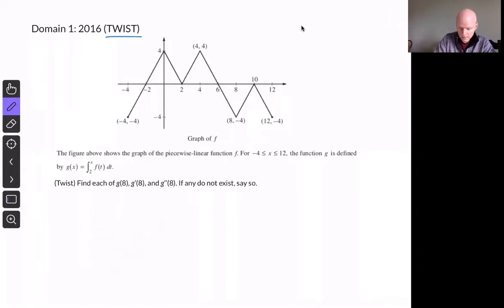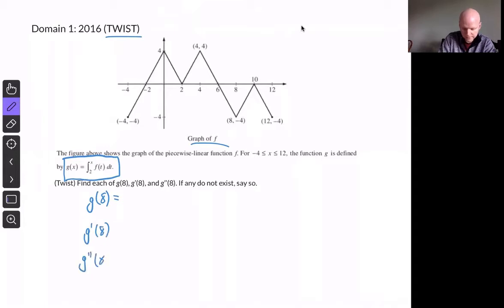So we've got here the graph of f, and it says the figure above shows the graph of the piecewise function f for -4 to 12, and the function g is defined to be this integral right here from 2 to x. So what we want to find in the twist problem is g of 8, g prime of 8, and g double prime of 8, or say that one of them doesn't exist if it doesn't exist. So let's start with g of 8.